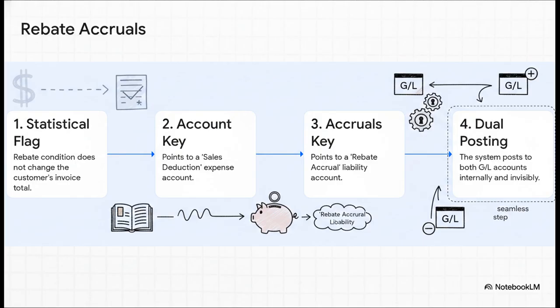And here's where it all comes together in this beautiful, complex dance. Take something tricky, like a rebate. First, we mark the rebate as statistical, so it doesn't actually lower the price on the customer's bill right now. But then, behind the scenes, the account key and a special accruals key work together to perform this brilliant accounting trick. They create a perfect two-sided financial entry. The system records the future rebate expense, and at the same time, it sets aside the cash to pay for it later. It's all happening automatically and completely invisibly inside the pricing engine.